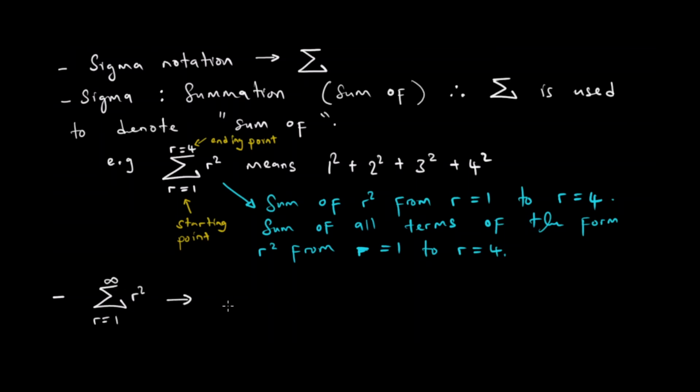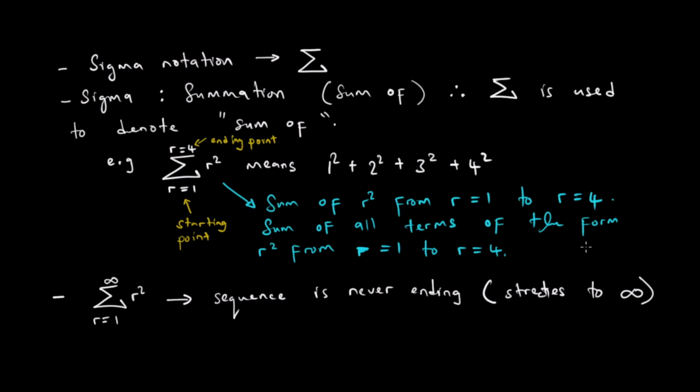This means that the sequence is never ending. And never ending in mathematical terms, we say it stretches to infinity. So stretches to infinity. That is what we are talking about. So if a summation stretches to infinity, the sum of r squared from r is equal to 1 is stretching up to infinity. That is how it's denoted.